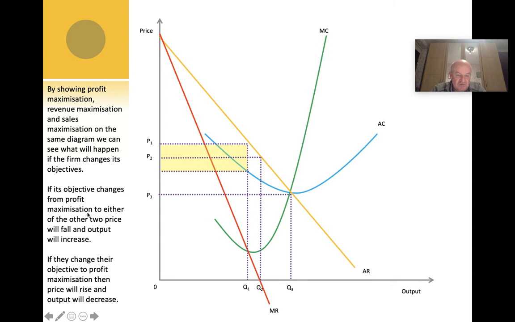So obviously, if we change from profit maximisation to either of the other two, we're going to tend to find that price will fall and output will increase. Okay, and you can see that by just running through the explanations over the last couple of slides. But in each instance, dependent on what the objectives of the business might be, that might then cause the business to choose to change price and also level of output to suit their particular objectives.